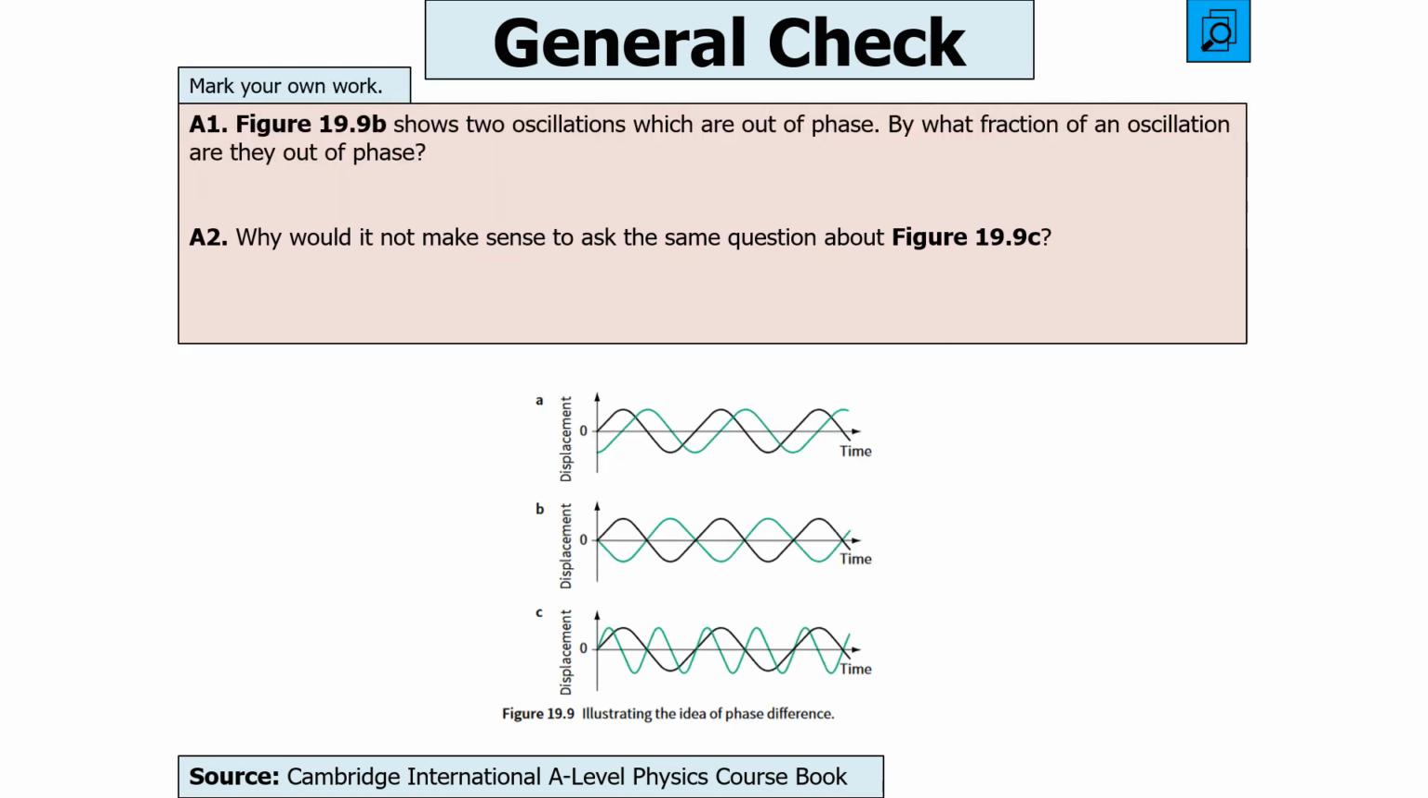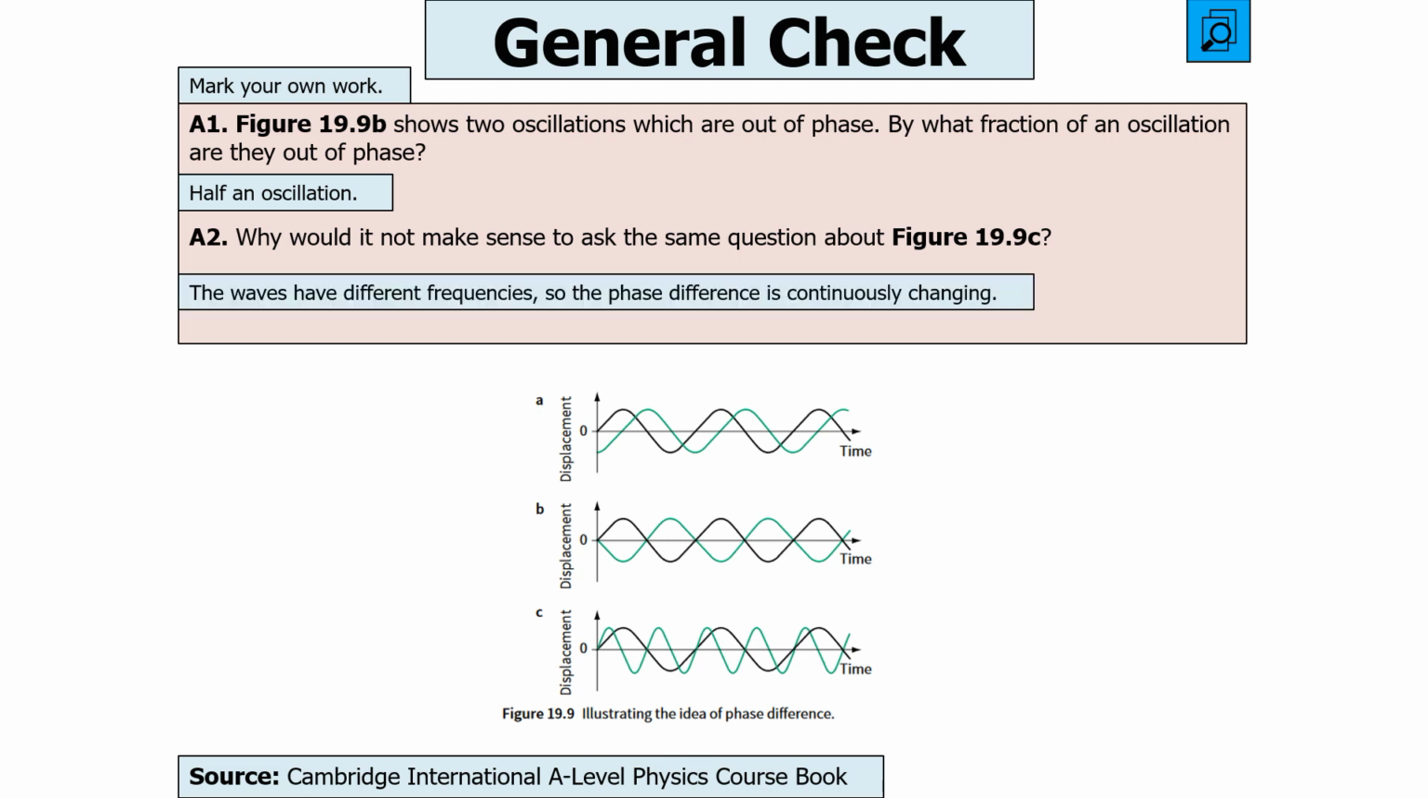Right, so you can tell that they're out by half an oscillation in that B figure, because you can see that one of the oscillations is half of a wave cycle ahead of the other one. Now, you can't ask the same thing about the one at the bottom, figure C, because you'll notice that the two waves have different frequencies, so they're not going to be coherent because their phase difference is continually changing, so you can't compare their phase difference.